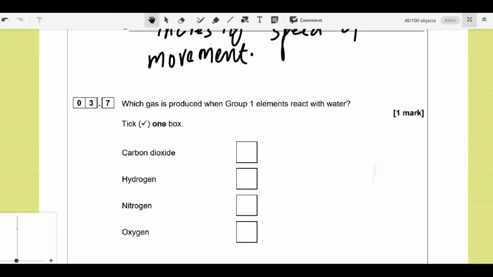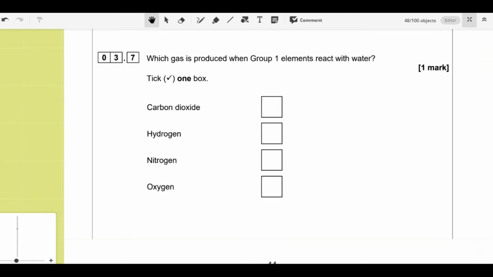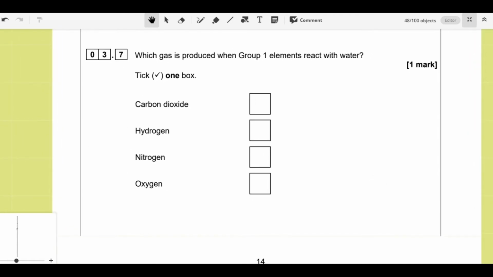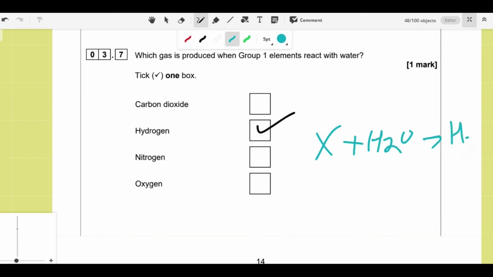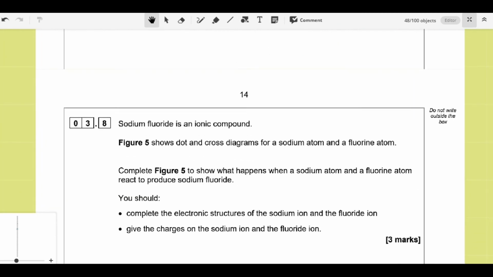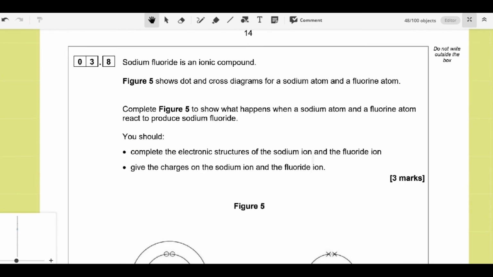Okay, next is, which gas is produced when group 1 elements react with water? So you know that hydrogen gas is produced, because, for example, when the metals react with the water, it will produce H2 gas. And the other product will be like metal reacting with the oxygen, and it will make metal oxides.